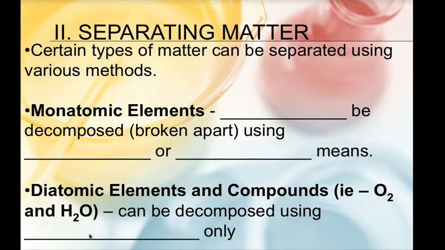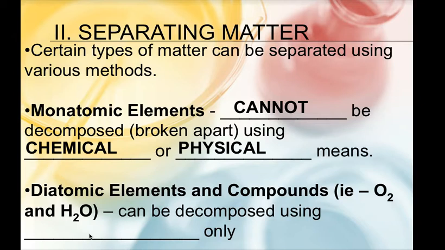Alright, so let's look at how we separate matter. If you have an element that's a monatomic element, as opposed to the Brinkelhoffs, which are the diatomic, they cannot be decomposed or broken apart using chemical or physical means. So if you have an atom of iron, there's really nothing you can do to it chemically to break it down into smaller pieces.